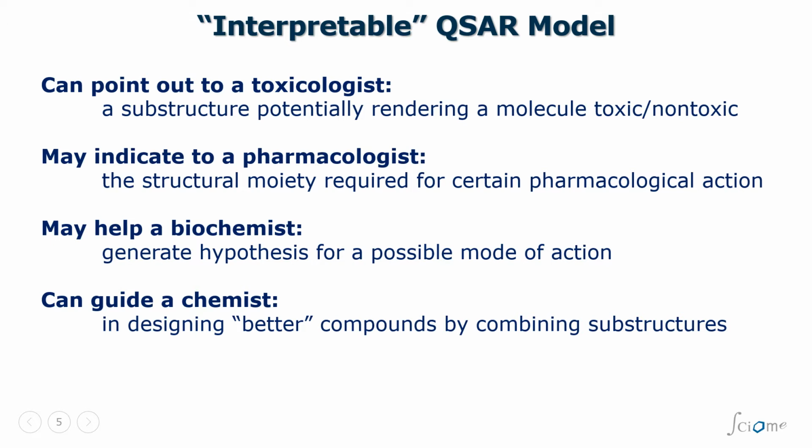Well then, which models qualify to be interpretable? An interpretable model can point a toxicologist to a substructure potentially rendering a molecule toxic or non-toxic. An interpretable model can indicate to a pharmacologist the structural moiety required for certain pharmacological action. It may help a biochemist generate hypotheses for a possible mode of action, or it can guide a chemist in designing better compounds by combining substructures.